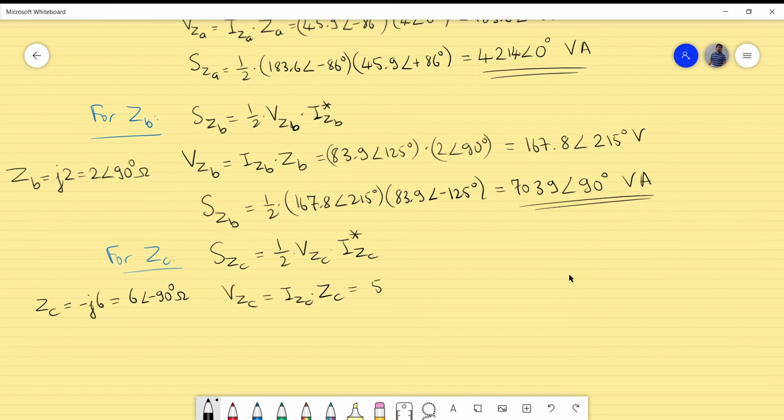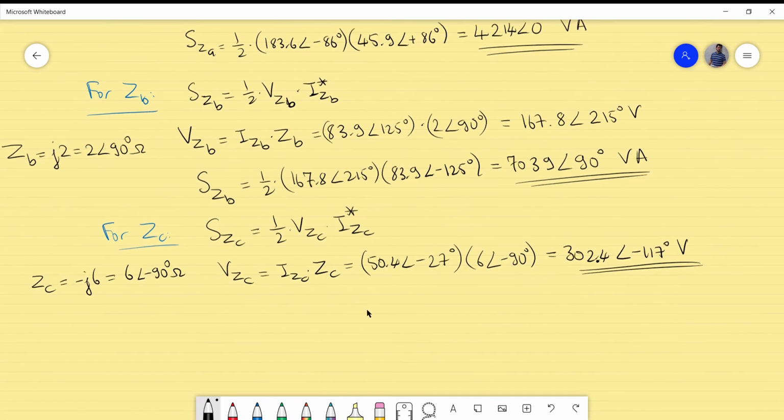So I can move on with 50.4 phase minus 27 degrees, and then using 6 phase minus 90 degrees. And if you do the math here, you will have the voltage across the impedance Z of C. What you will have is the following: 302.4 phase minus 117 degrees.